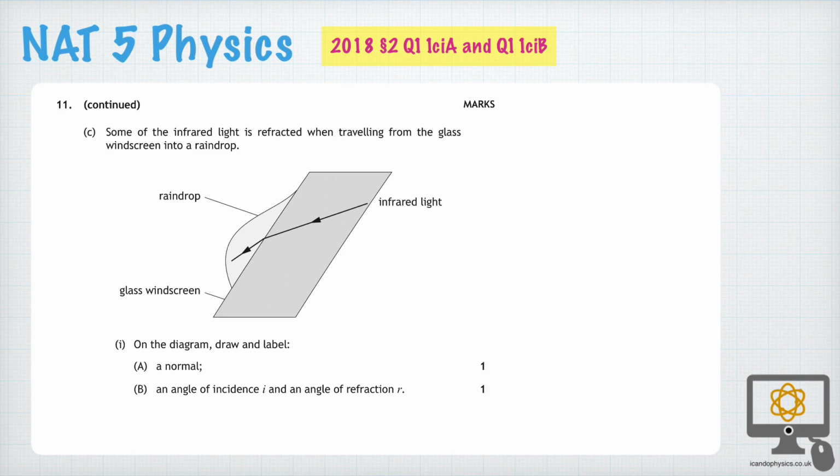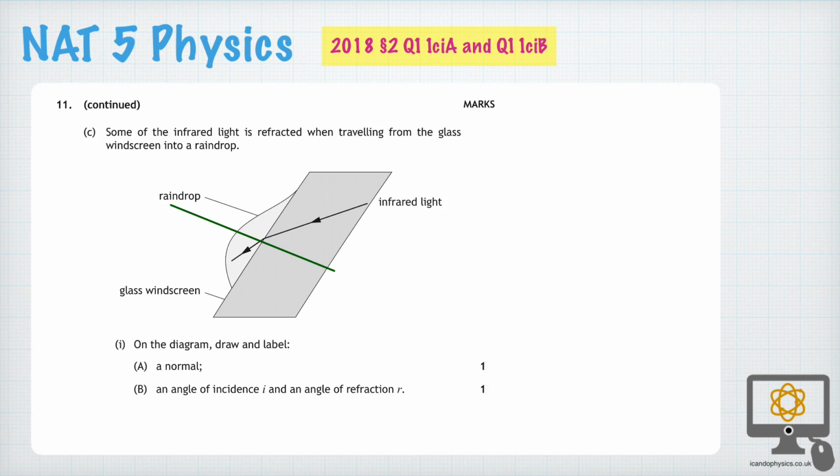The key thing about this is that the slope of the windscreen is not vertical, it's at an angle, and so the normal line needs to be drawn at right angles to that windscreen. So I'm going to roughly draw a line there. That's not quite in the right place, but it's not far away.